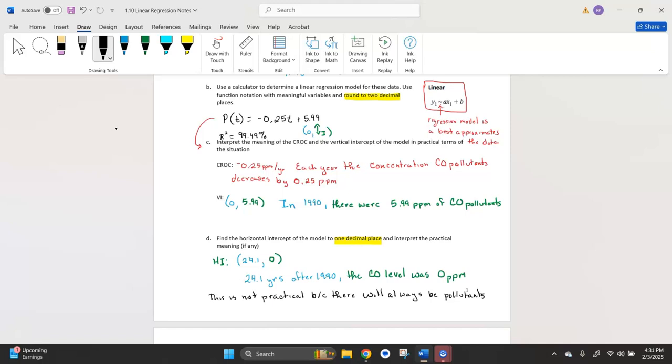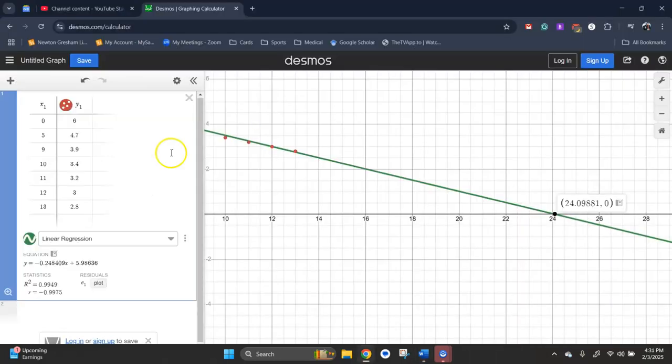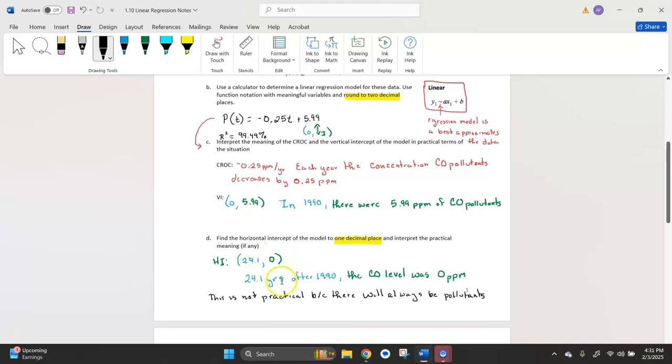Okay, so again, everything is based off of the model that Desmos has created, and Desmos is really using all of the different decimal places here. So we can't really find this answer by hand unless we're using all of the decimal places. So it's best to use Desmos to find that answer.